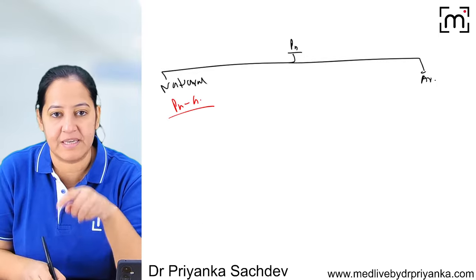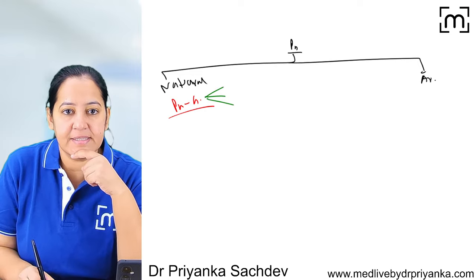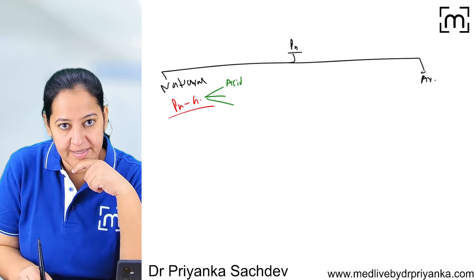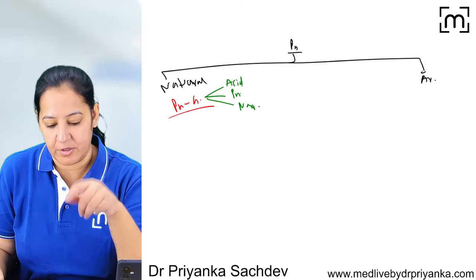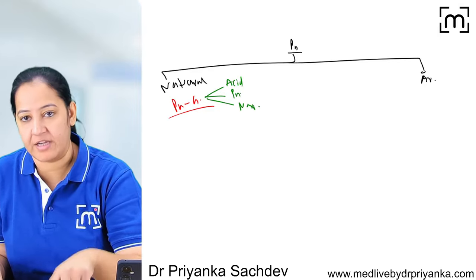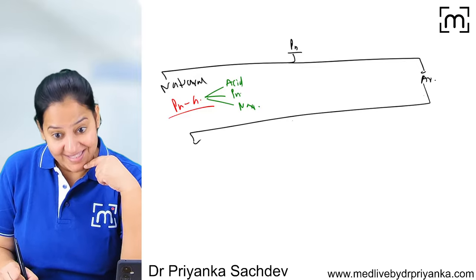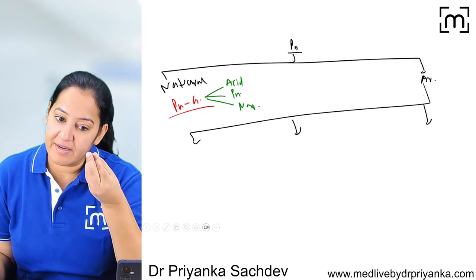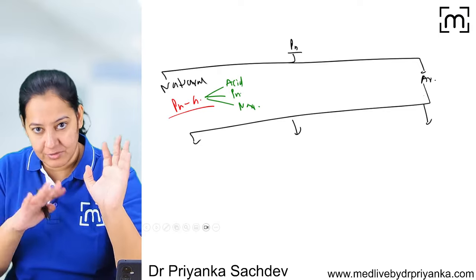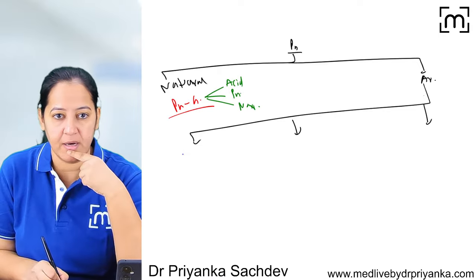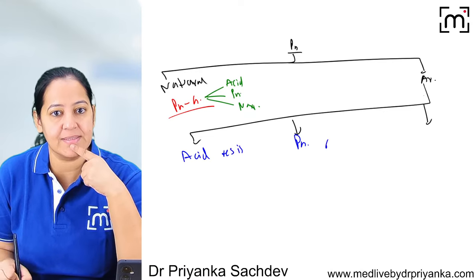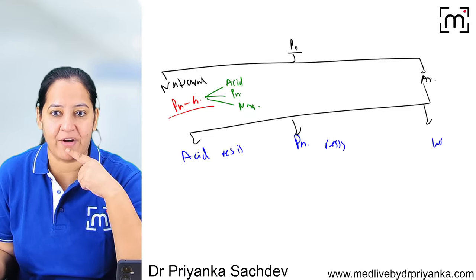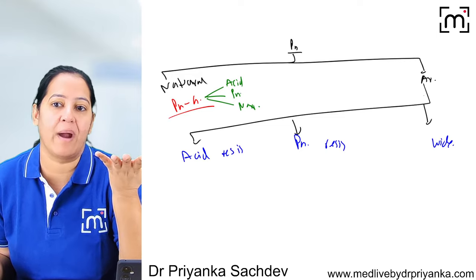There were three problems here, three shortcomings. It is acid susceptible, it is penicillinase susceptible, and it has a narrow spectrum. To overcome them, we have created three artificial ones. So one is acid resistant, one is penicillinase resistant, and one is wide spectrum. So the three shortcomings are overcome. Extended spectrum or wide spectrum.